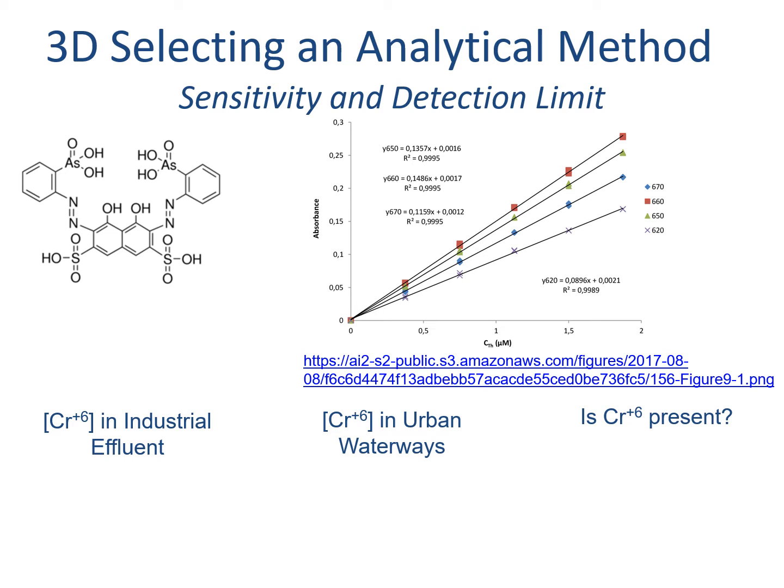So which of these three scenarios, industrial effluent or urban waterways, or just if it's present in plating material, do you think probably needs the most sensitive detection?